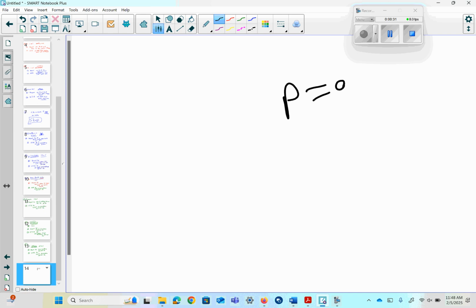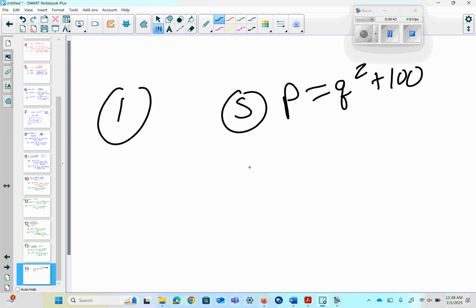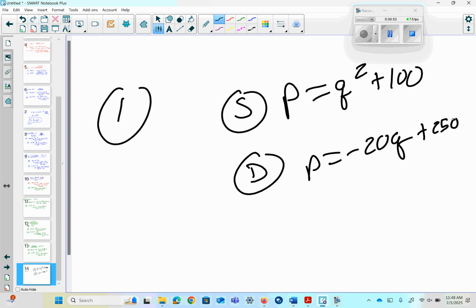So if I have this, and that's our supply. This is for problem number 1. And our demand is this equation here: P equals negative 20Q plus 2,500. On the page before, look at the graph. Is the vertical the X or the Y? It's Y. So is that P right there? Yeah, P. So P is the Y, and Q equals X.